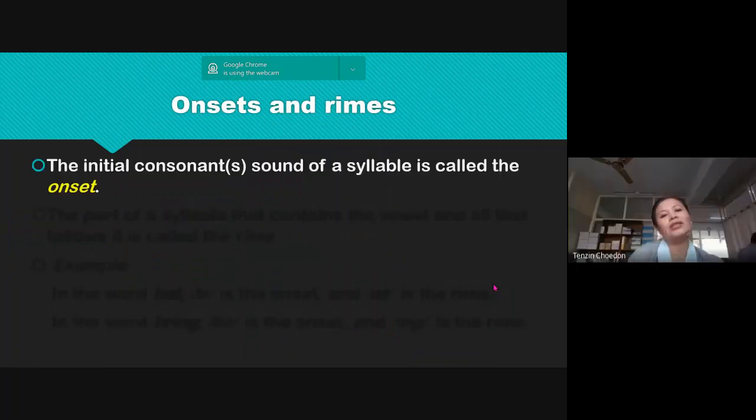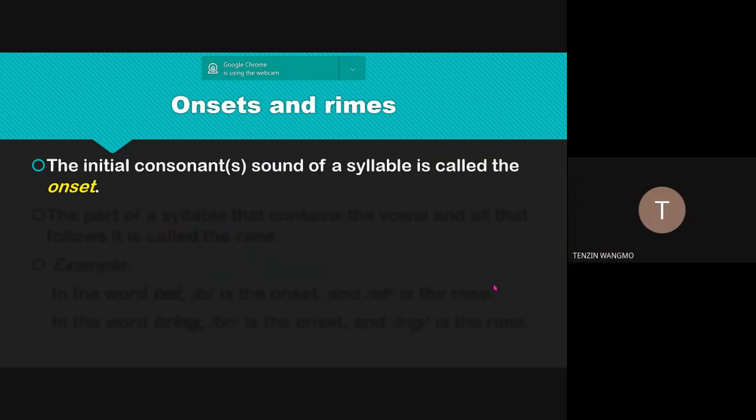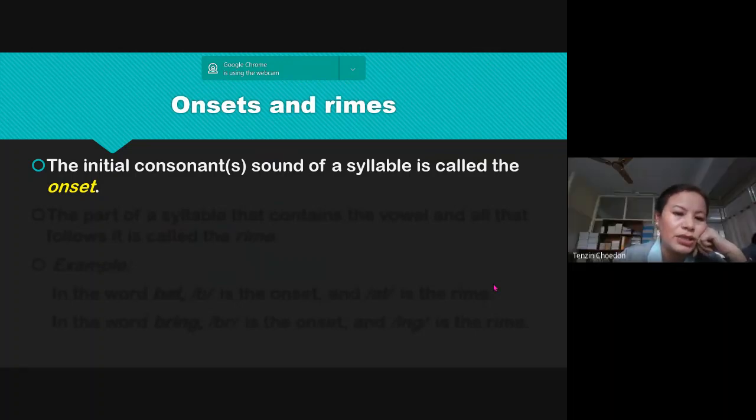The initial consonant or consonant sound of a syllable is called the onset. It can be an initial consonant or consonant sound, because two consonants producing just one sound is possible here. So onset and rhyme are parts of a syllable. If we break a syllable, we get onset and rhyme.